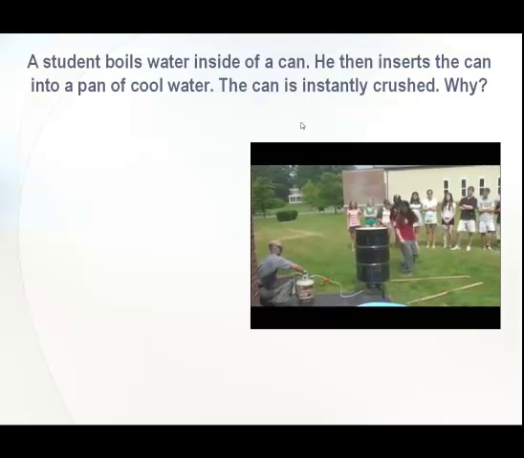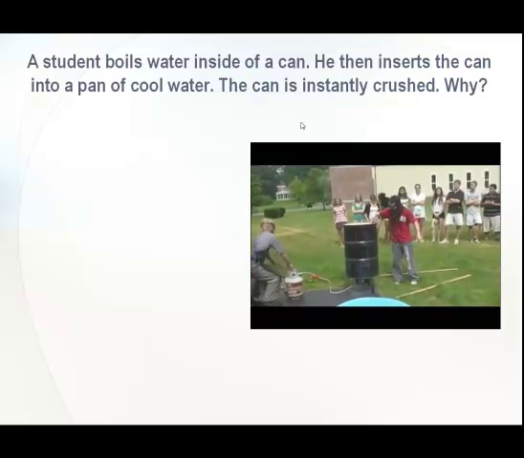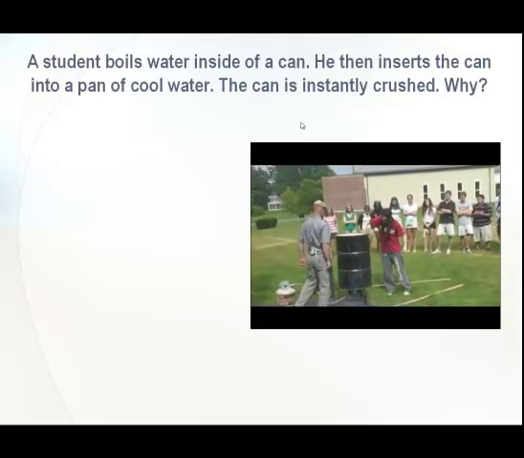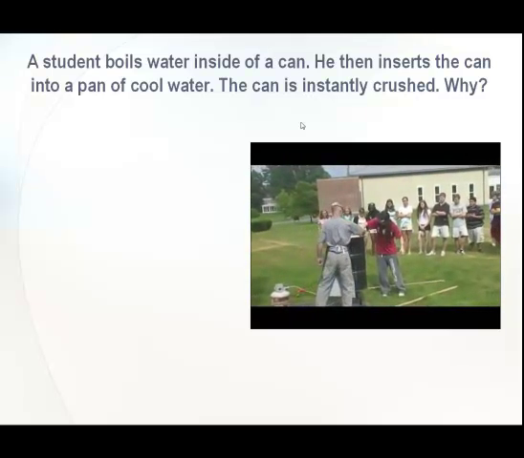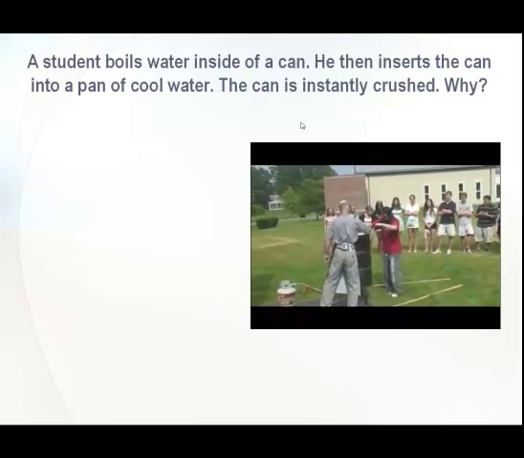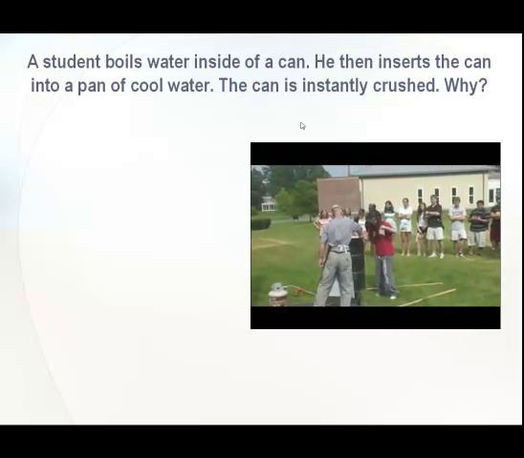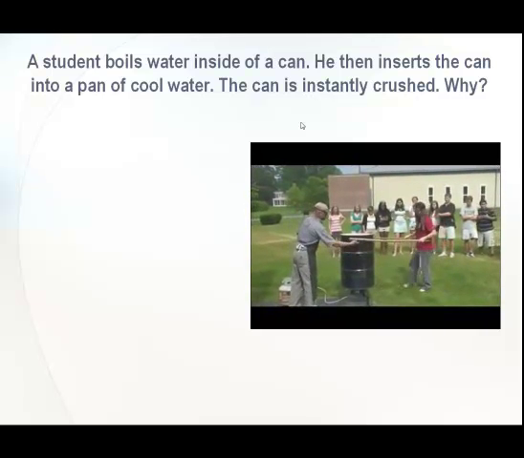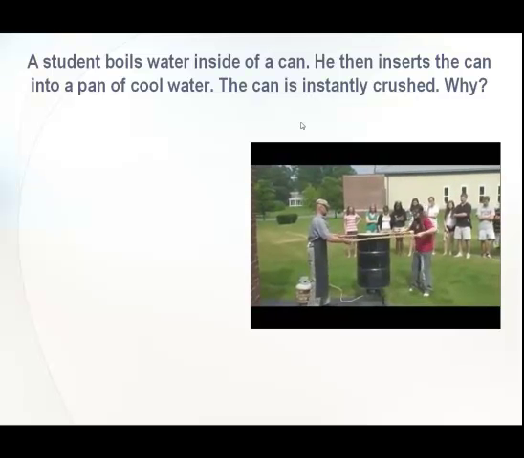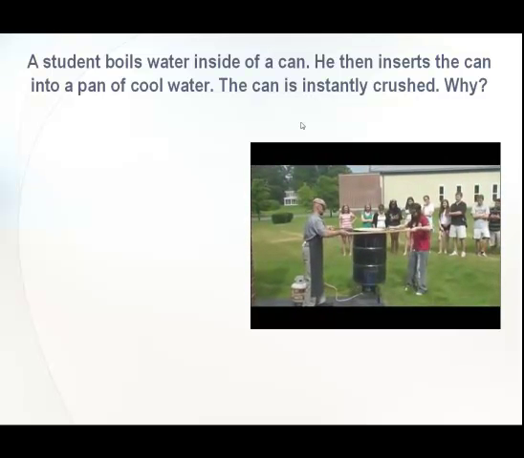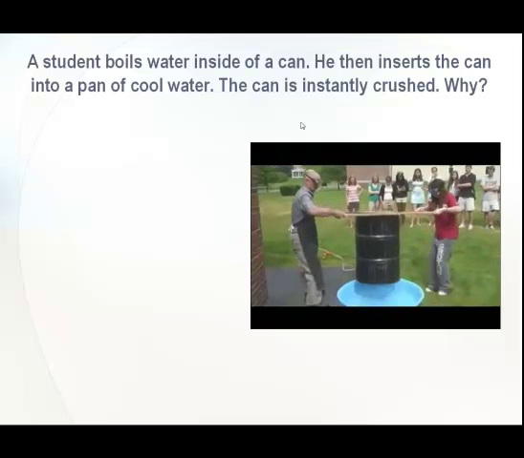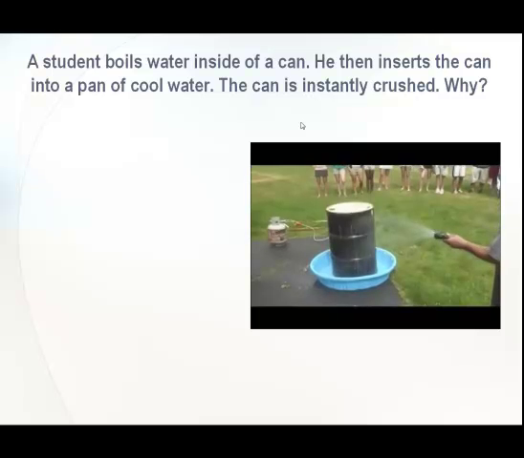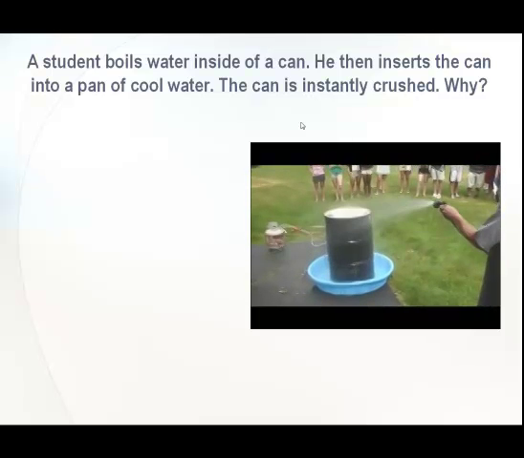So inside that steel drum, there's a little bit of water that they boiled, and they're putting the cap on it. Twist. That's hot. She's then going to take that steel drum and put it into the cool water. Now, inside of the can is steam, so the pressure is high. When we put in the cool water, that steam is going to turn back into a liquid. It's going to condense. So there'll be nothing inside of the can, no gas inside the can to counteract the pressure of the atmosphere on the outside of the can.